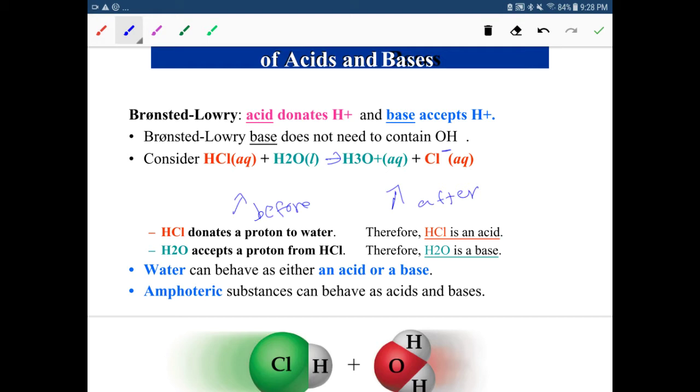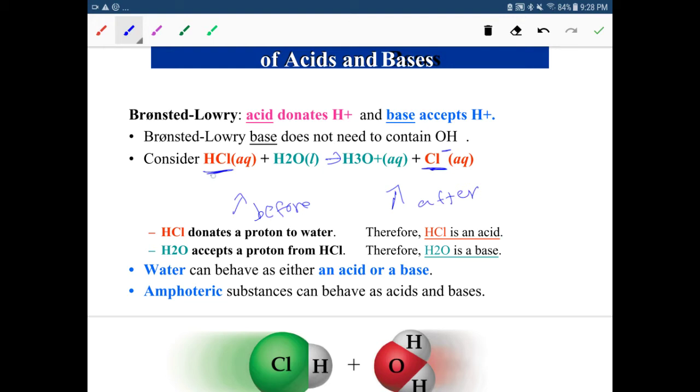So let's look at HCl here. In the reactants, you have HCl. In the products, you only see Cl minus by itself. So what happened here? Right away, you will see that the H is gone, was lost, was donated. So right away, you see that it lost an H, and now it goes from HCl to Cl minus.